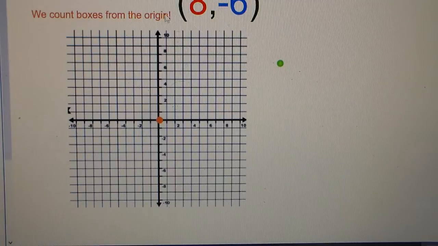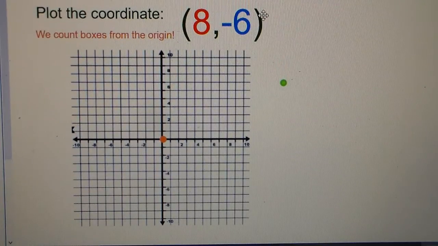Let's try this one. We have 8, -6. So we go 8 to the right, 6 down. So that'd be right here. So remember, it's always counting from the origin.